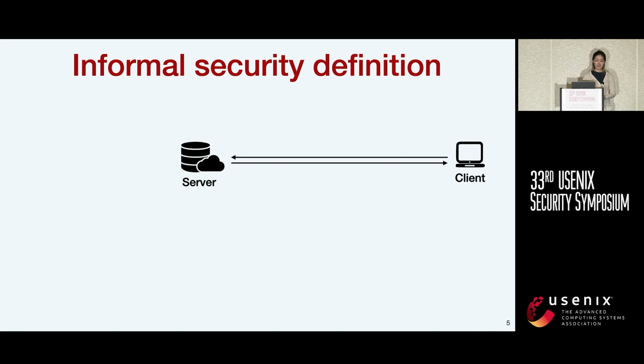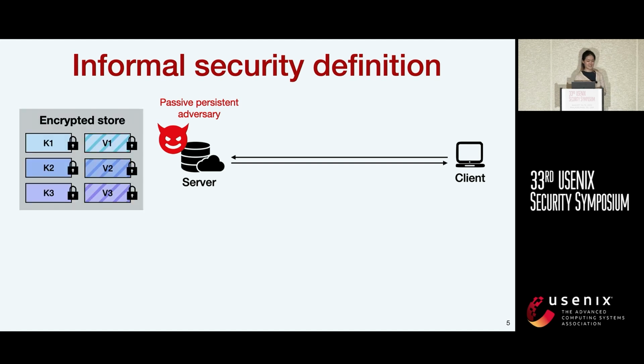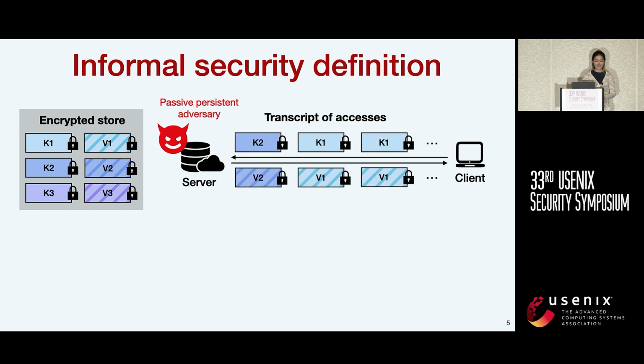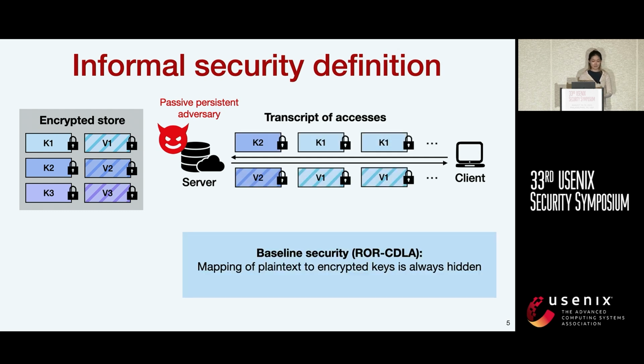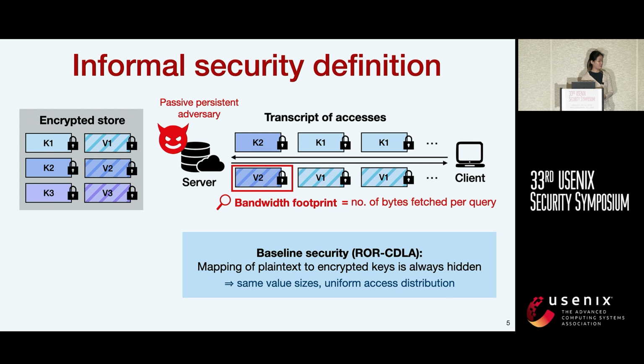Recalling our setup, we assume a passive persistent adversary that can't inject queries of its own to the store, but can observe its encrypted contents and a transcript of encrypted client accesses. For baseline security, we must always hide the mapping of plain text to encrypted keys, and we formalize this requirement as ROR CDLA in our paper. This basically means that all values in the encrypted store are the same size, and the access distribution over these encrypted keys is uniform.